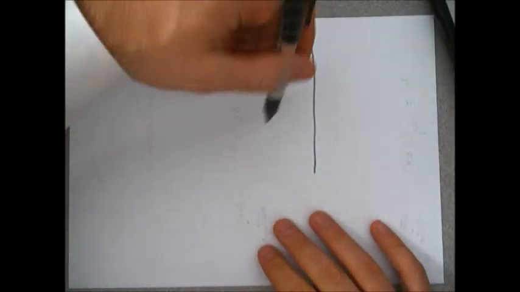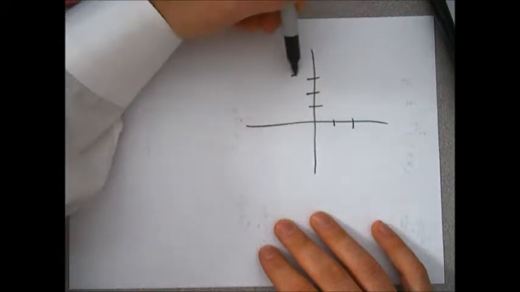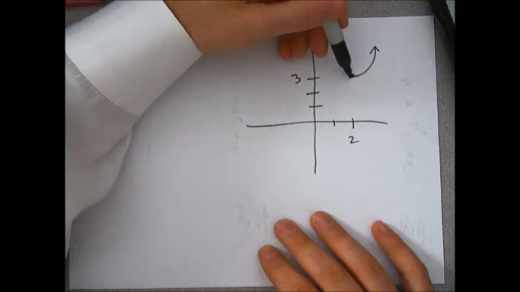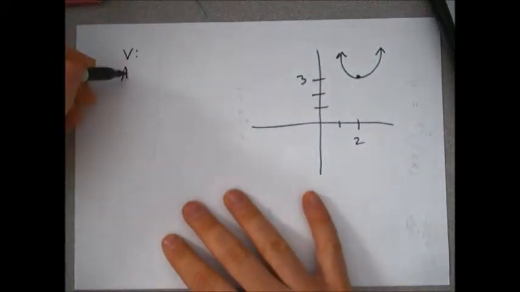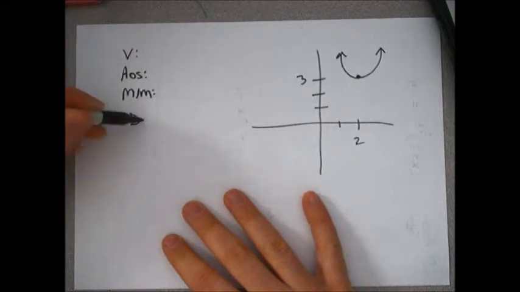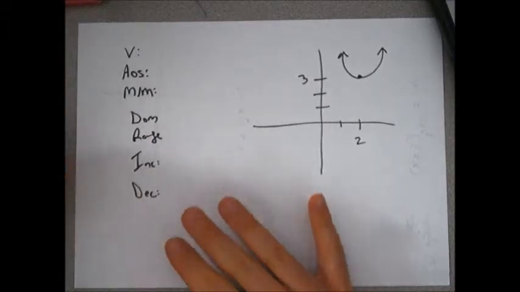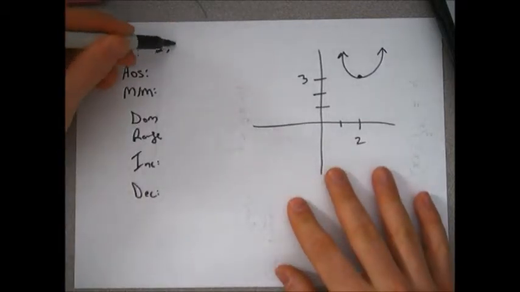Okay, the next one we're going to look at is a quadratic graph. Say it's 3 up and 2 over. And I want to find all the different parts of it. So I want to find the vertex, the axis, the max min, the domain, the range, the increase, and the decrease. So the vertex would be at 2, 3.